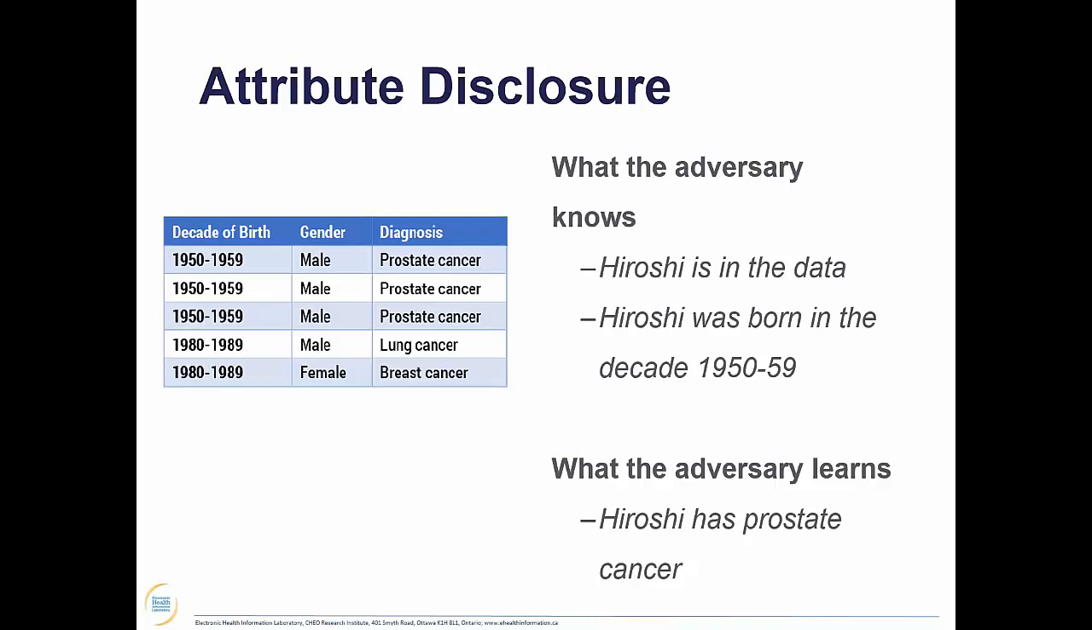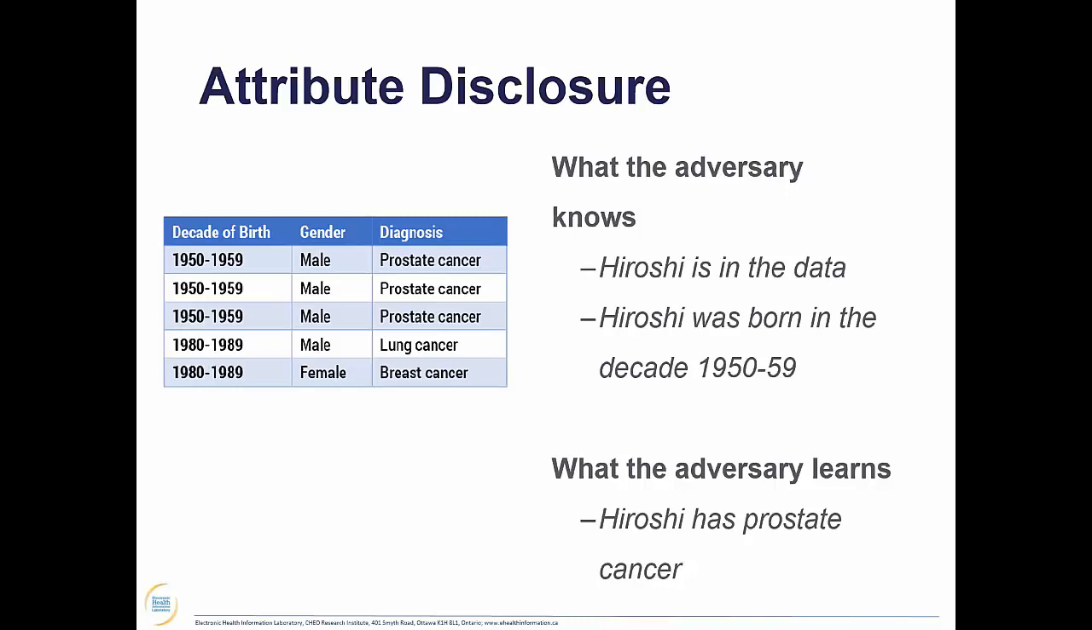So what I just showed you is the essence of data analysis. In this example, we built a very simple model whereby we use input characteristics, in this case, decade of birth and gender, to determine the diagnosis. We don't want to modify or transform the data to limit, cripple, or inhibit such inferences. If we do that, then we are compromising the utility of the data in a very significant way.